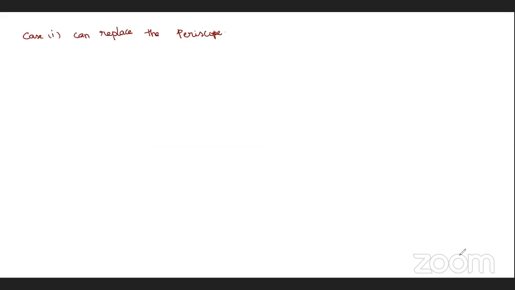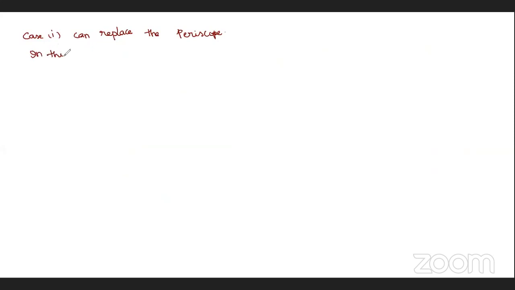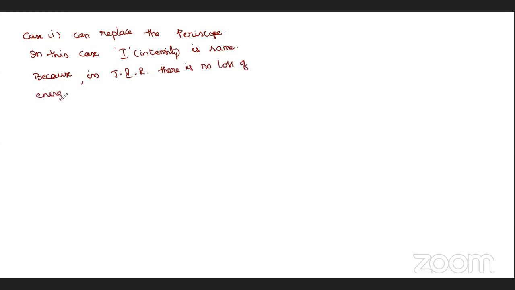Okay. This is one model, Nana. Here, what I say, right? In this case, the intensity is the same. Okay, because what is the reason? In TIR, total internal reflection, there is no loss of energy. Good.